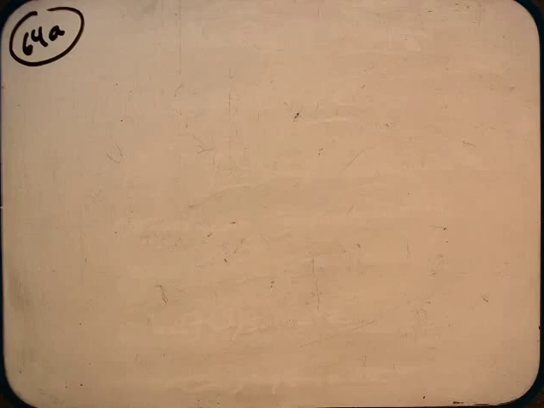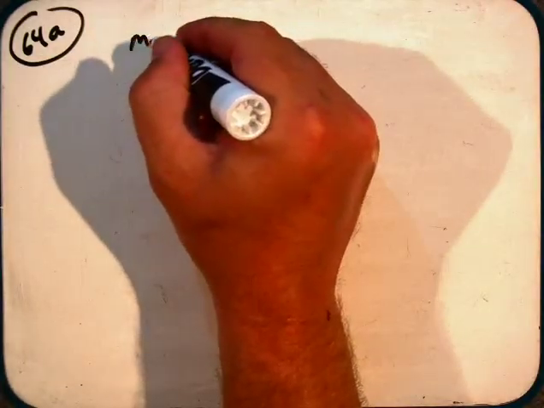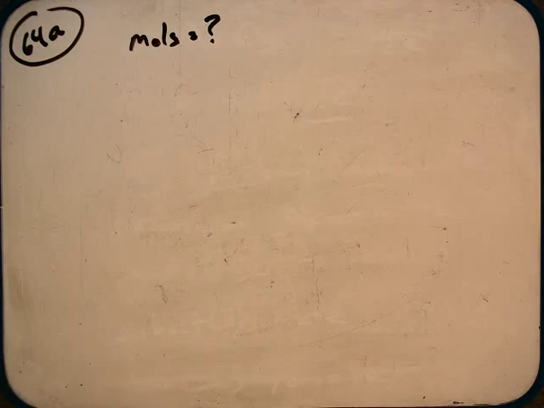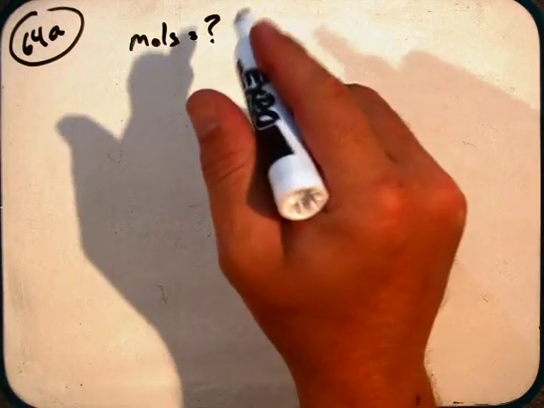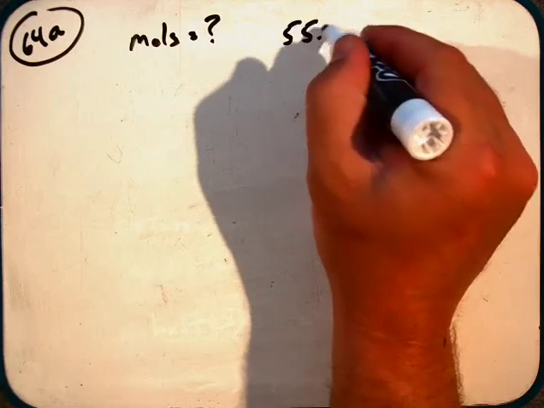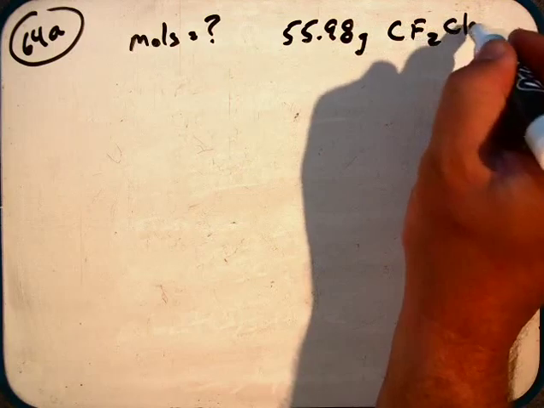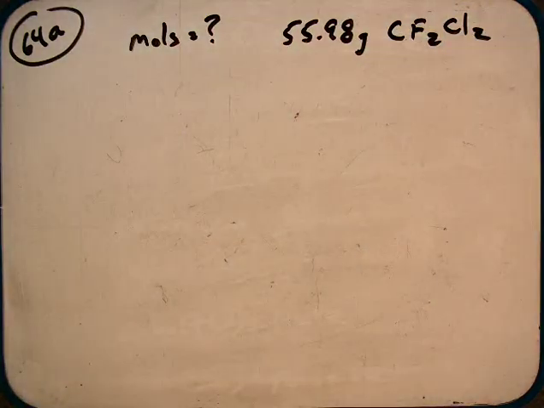This is number 64, part A. The question is really just asking us to determine the number of moles of a particular compound given a starting mass. And we have 55.98 grams of CF2Cl2.